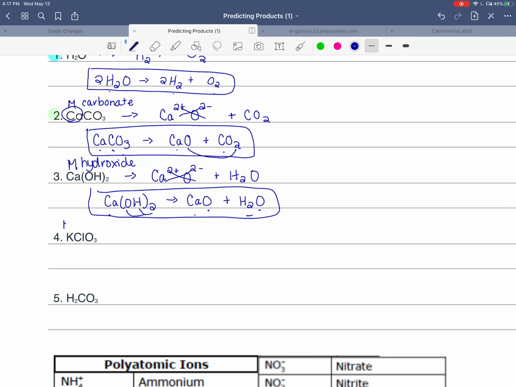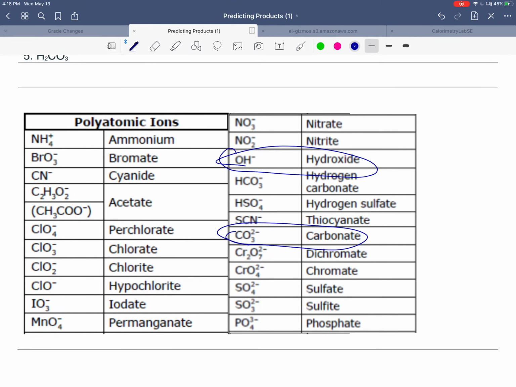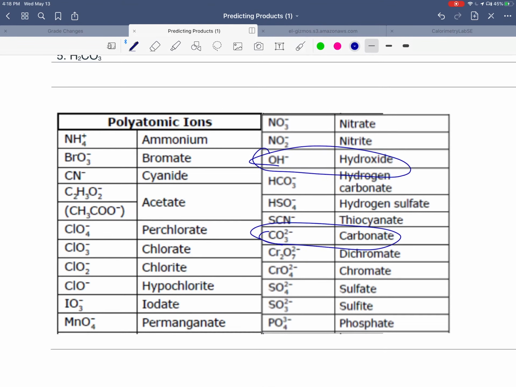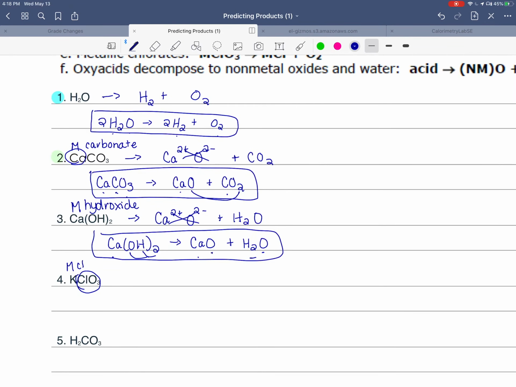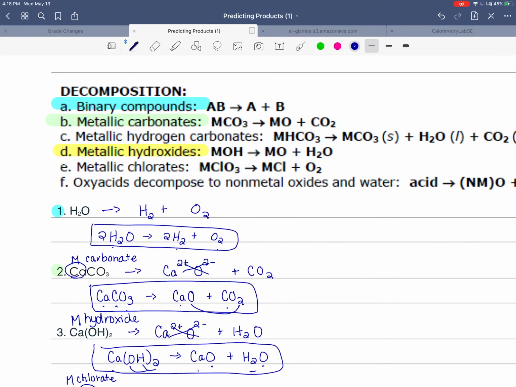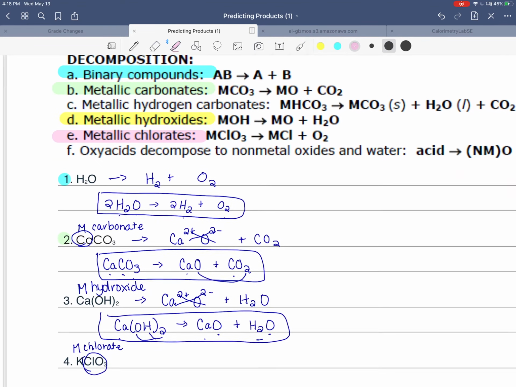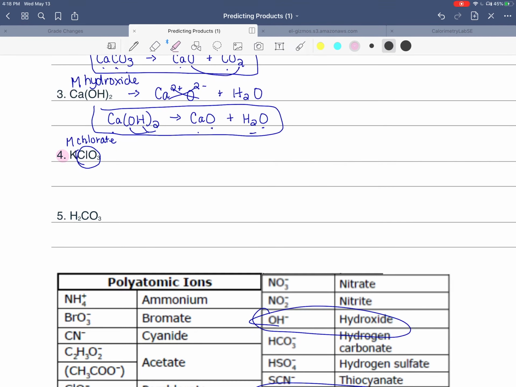Okay. Example number 4. Potassium. Potassium is going to be a metal. ClO3 is a polyatomic ion because it has more than one capital letter. Don't ever mistake that Cl, that L for an I. It's a Cl and it's chlorate. So we have a metallic chlorate. That gives us a metal chloride, and oxygen.